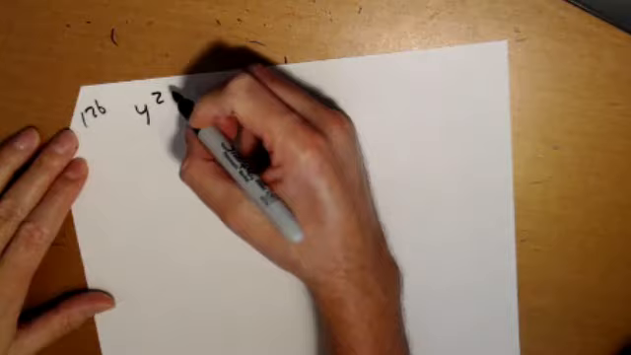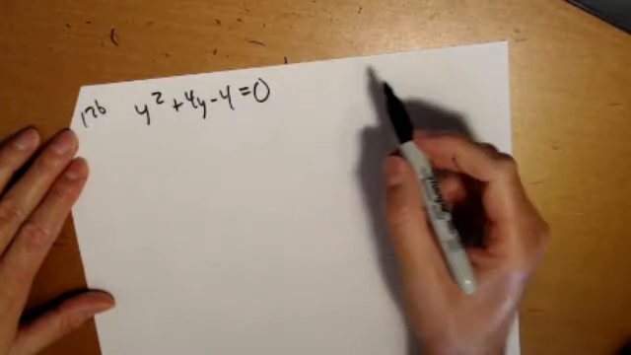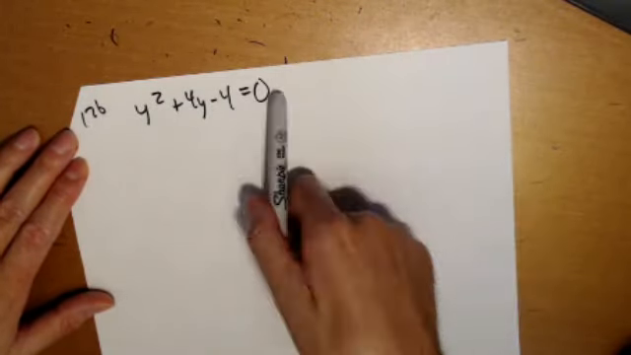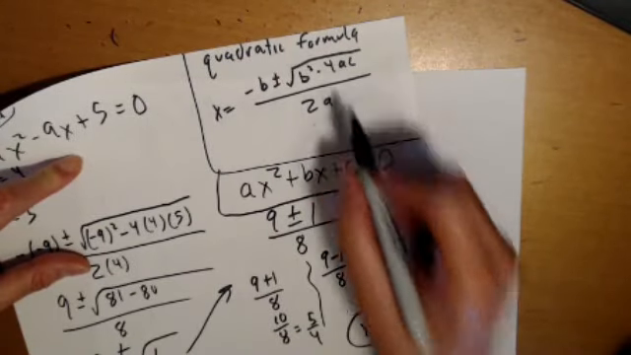Okay, let's try 126. Y squared plus 4y minus 4 equals 0. So you always have to have the right side as 0. It always needs to be in descending order, set equal to 0 in order to use the quadratic formula.